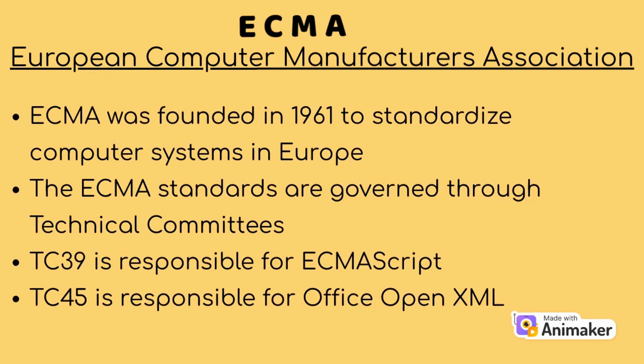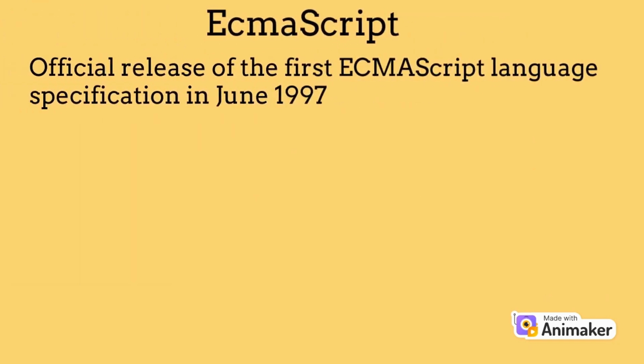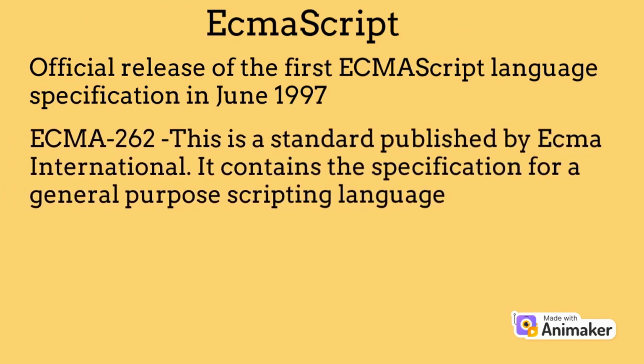The ECMA standards are governed through technical committees and each committee is responsible for a certain area. For example, TC39 is responsible for EcmaScript, TC45 is responsible for Office Open XML. This led to an official release of the first EcmaScript language specification in June 1997. ECMA-262 is a standard published by ECMA International. It contains the specification for a general purpose scripting language.